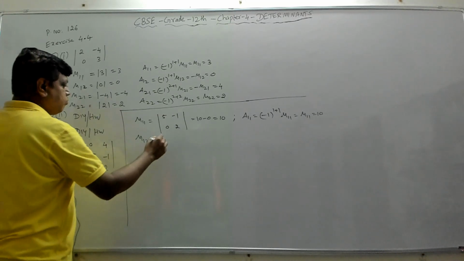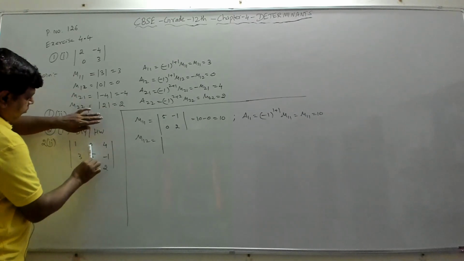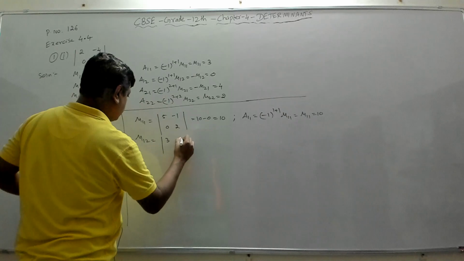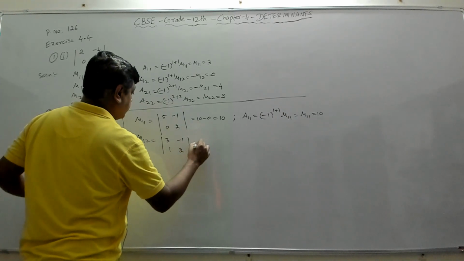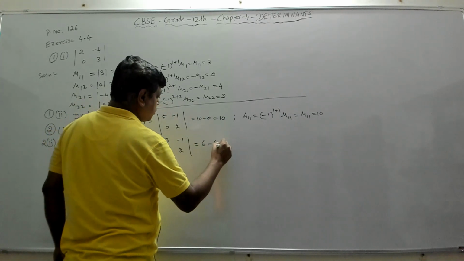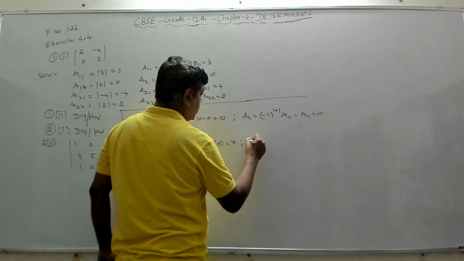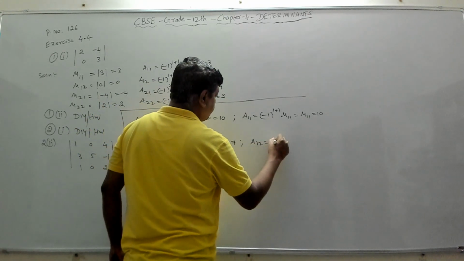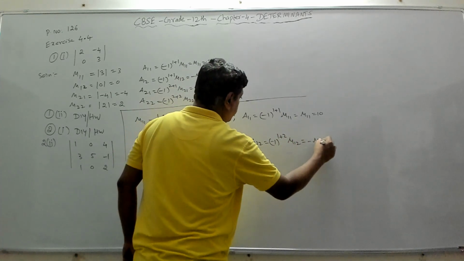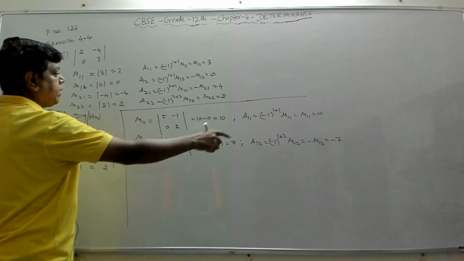Then M12 is the minor of this. So you need to close that particular row and that particular column. So this row and this column will get 3 minus 1, 1, 2. That is equal to 3 2s are 6, minus 1 into minus 1 is minus 1. So you get 7. Right? So your A12 will be equal to minus 1 power 1 plus 2 M12. That is equal to minus M12, that is equal to minus 7. Because M12 is 7, so A12 will be minus 7.